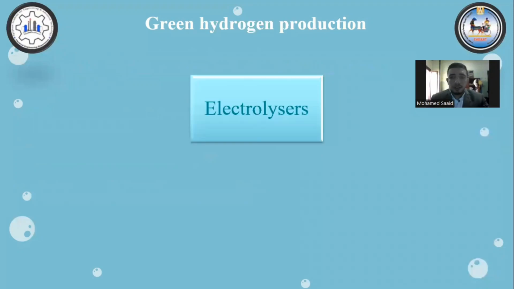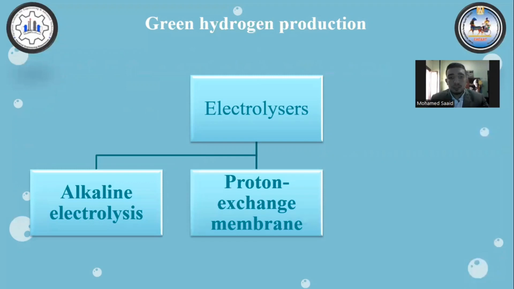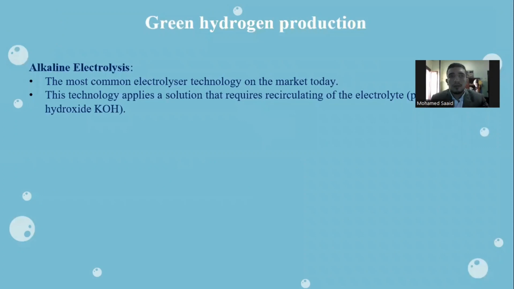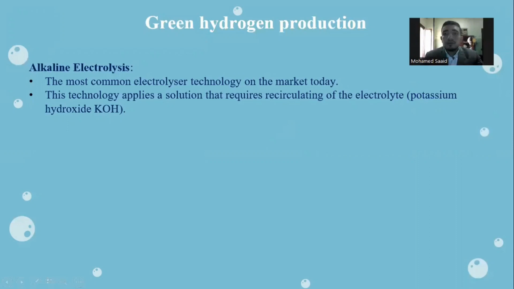The types of electrolysis: there are three main types: alkaline electrolysis, proton exchange membrane electrolysis, and solid oxide electrolysis. The first one is alkaline electrolysis. It is the most common electrolyzer technology on the market today. This technology applies a solution that requires recirculating of electrolyte such as potassium hydroxide (KOH).